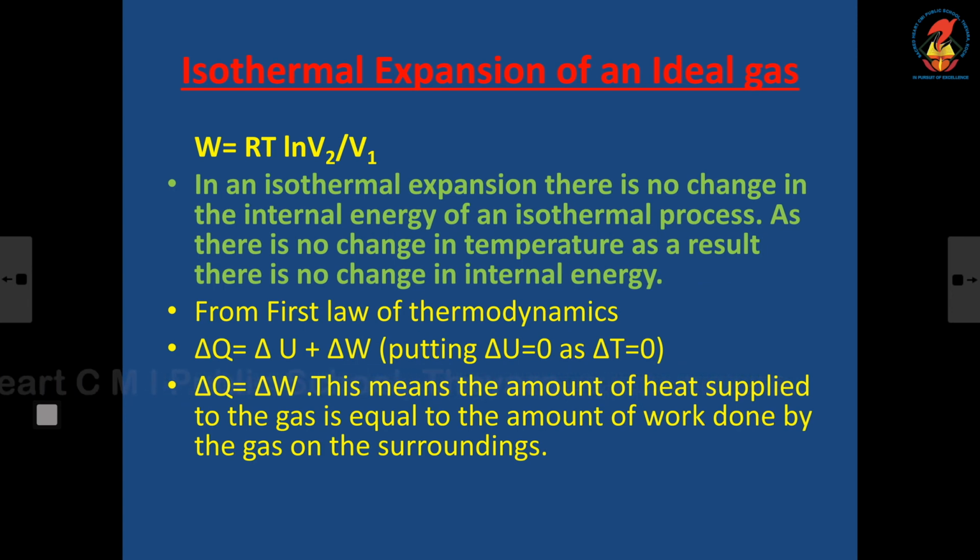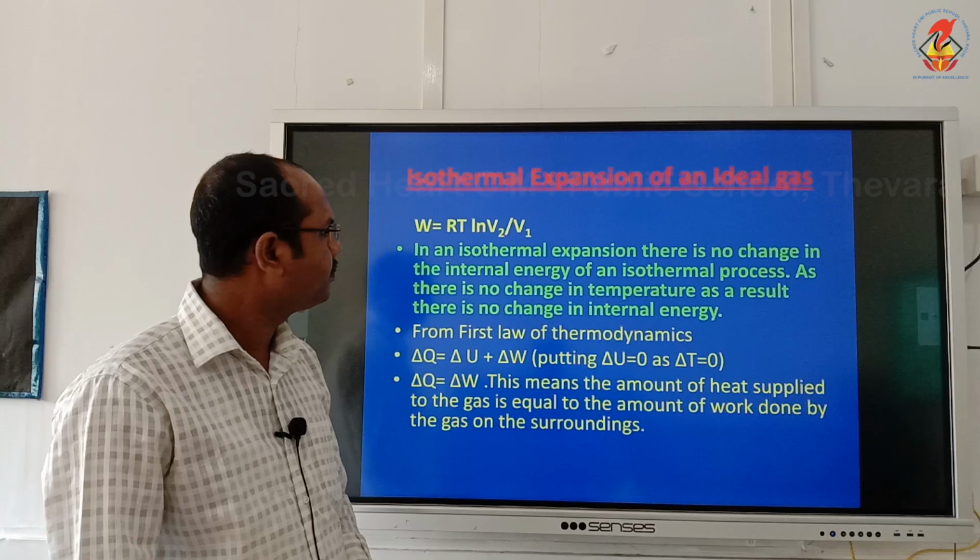Now, isothermal expansion of an ideal gas. When an ideal gas expands isothermally, the work done for expansion is given by the equation W is equal to RT log V2 by V1. You don't have to study the derivation for that. Just study the equation. Work done for an isothermal expansion of an ideal gas is W is equal to RT log V2 divided by V1.